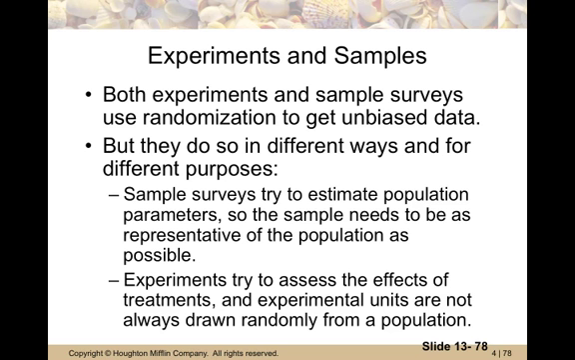Both experiments and sample surveys use randomization to get unbiased data, but it's important to understand the 2 different ways that randomization is used, and they're done for different purposes. Sample surveys try to estimate population parameters, so the sample needs to be as representative of the population as possible. So we do random selection of the subjects from the population. Experiments try to assess the effects of treatments, and experimental units are not always drawn randomly from a population. You have to work with volunteers. So then you take those volunteers and you randomly assign them to the treatments.